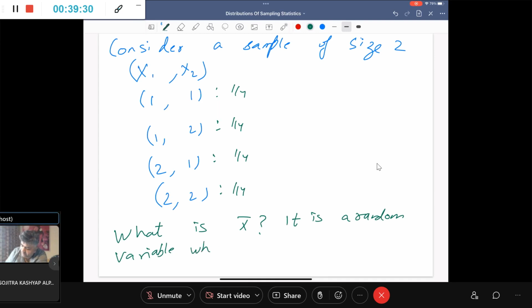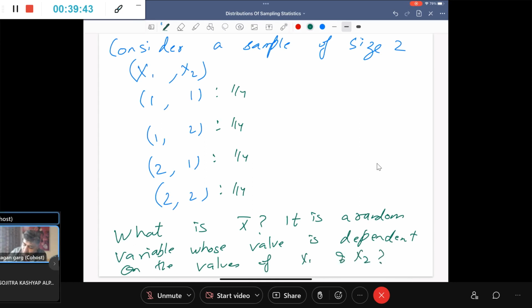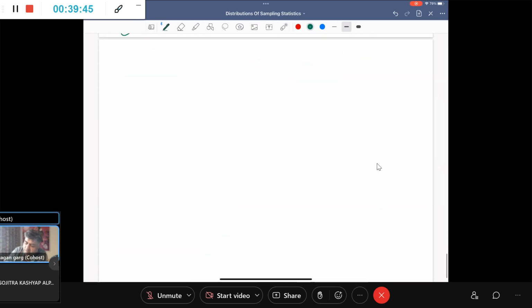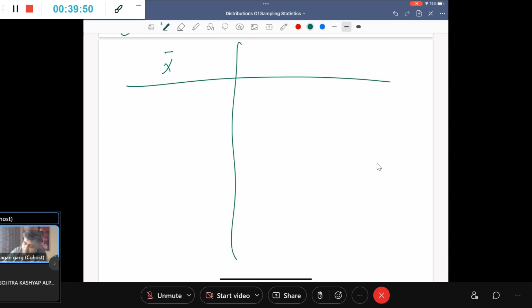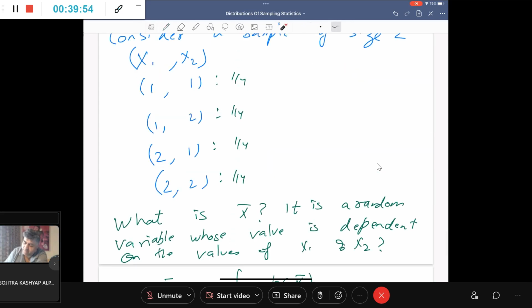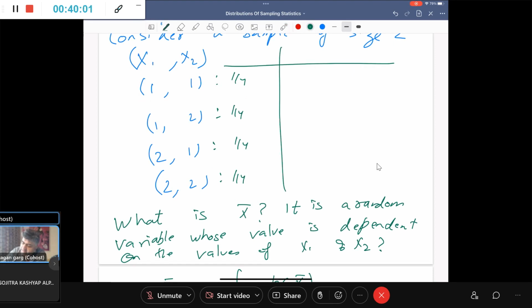So it is a random variable whose value is dependent on the values of x1 and x2, right? So x bar can take what values? So if you look at this, x bar in this example is what? So if we can write it here, actually it's better. What is x bar here?